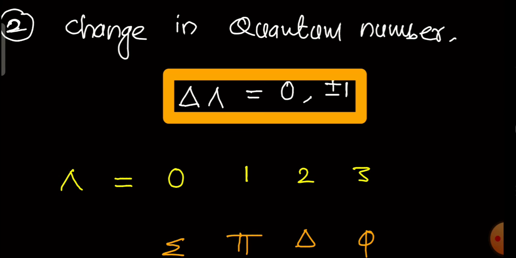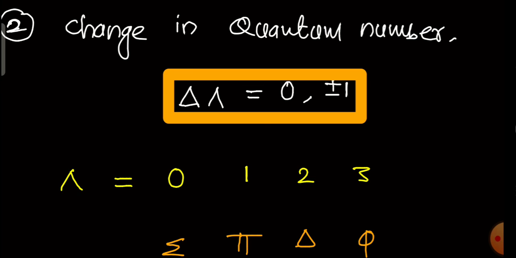If it is 0, that means sigma to sigma allowed, pi to pi allowed, delta to delta allowed and phi to phi allowed. When it is plus 1 or minus 1, that means sigma to pi, pi to delta, delta to phi, it is plus 1. Which one is minus 1 now? Phi to delta, delta to pi and pi to sigma.